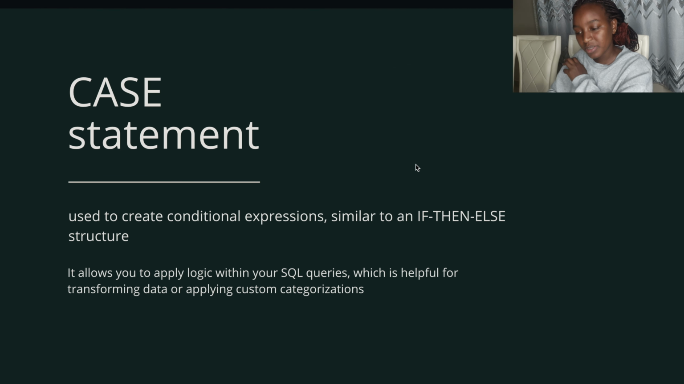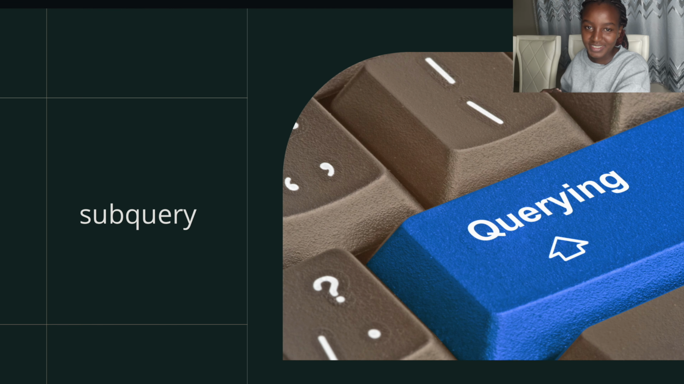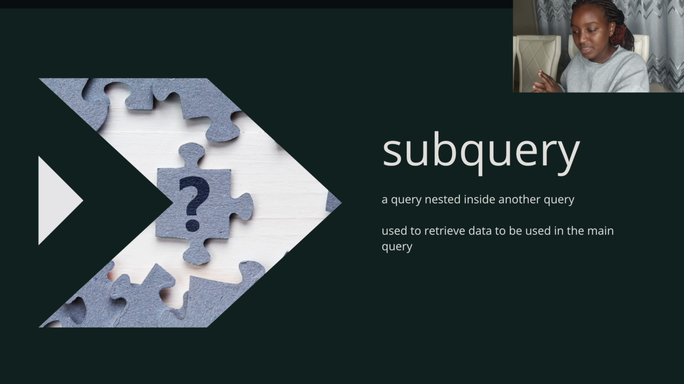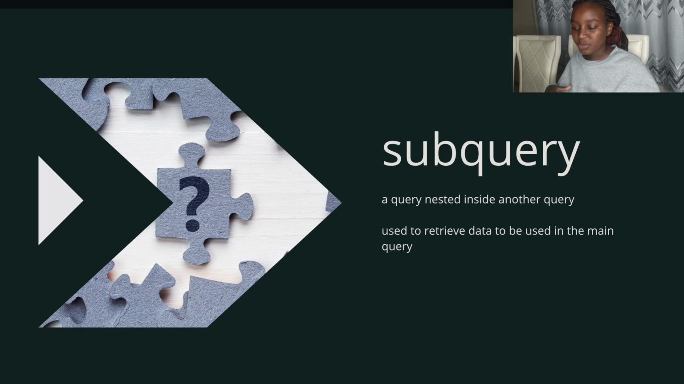And the last thing we're going to cover is subqueries. What are subqueries? We've sort of covered this in many ways. A subquery is basically a query nested inside another query, a query within a query. It is used to retrieve data to be used in the main query. We've seen examples of this. First, the inner query is computed, and then the results of that will determine the results of the outer query.